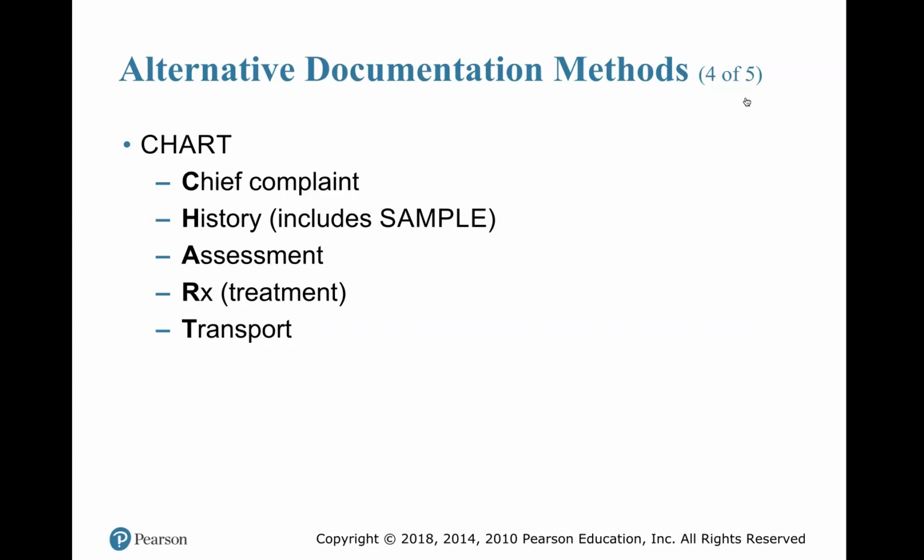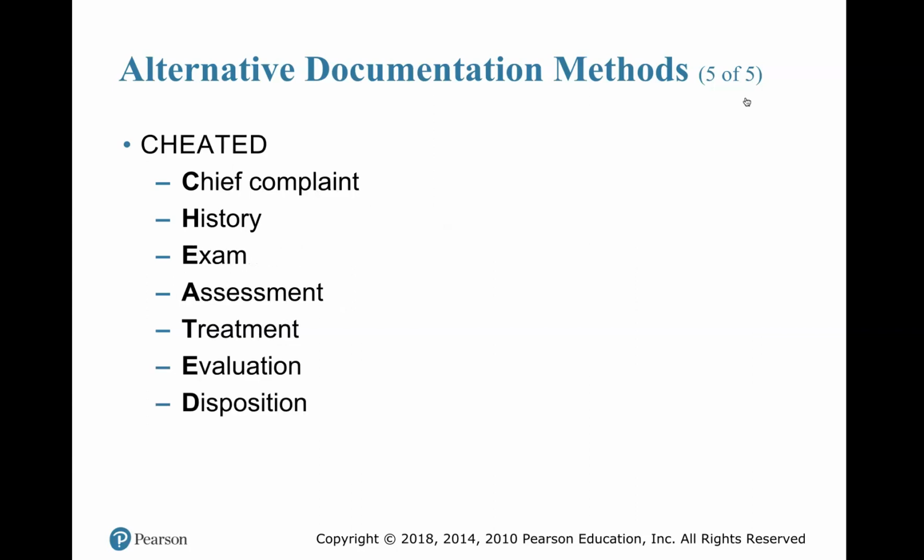CHART: chief complaint, history, assessment, RX, and transport. My company, we use a CHART: arrival, chief complaint, history, assessment, RX, and transport. CHEATED, just another mnemonic. It's all pretty much the same stuff, just in a different order. It's really going to depend on your company. And if your company says you can use whatever you want to use, then you can use one of these. But if not, then they're probably going to have something for it that they want you to use.